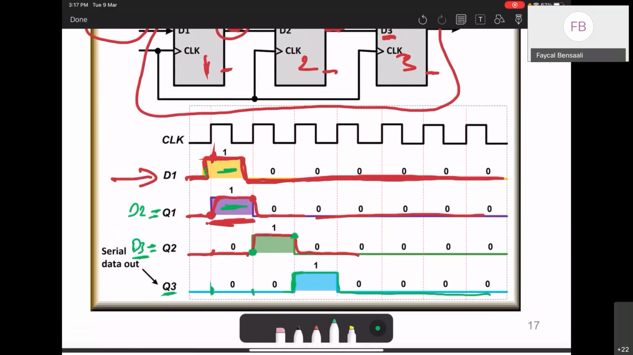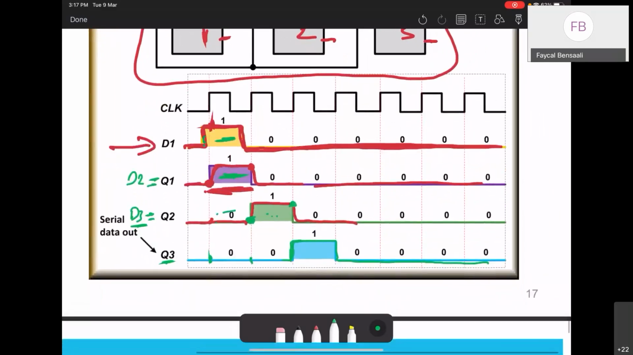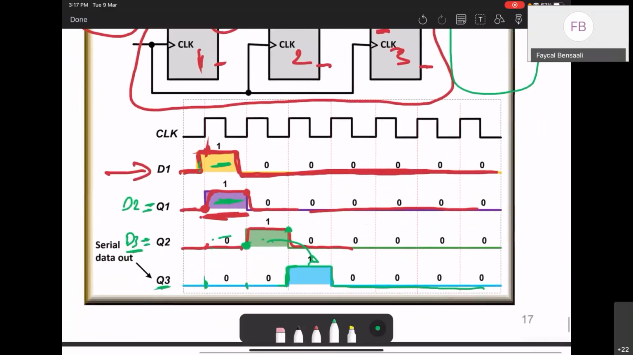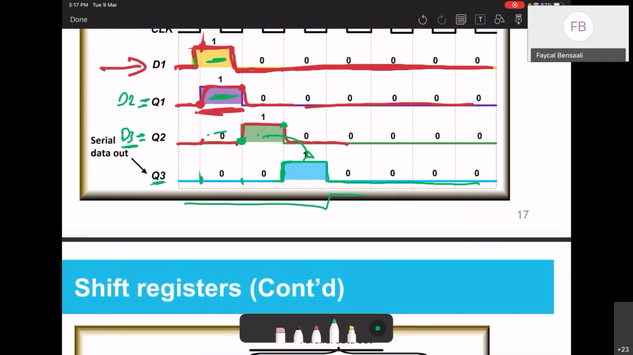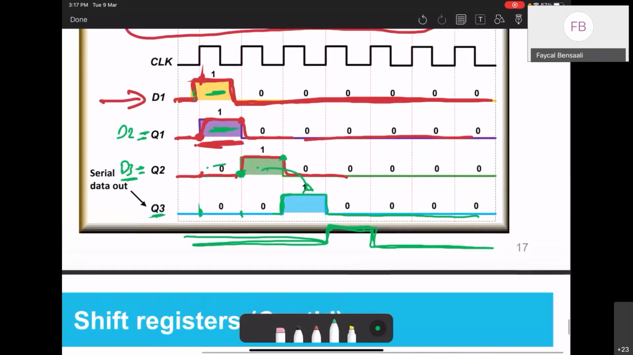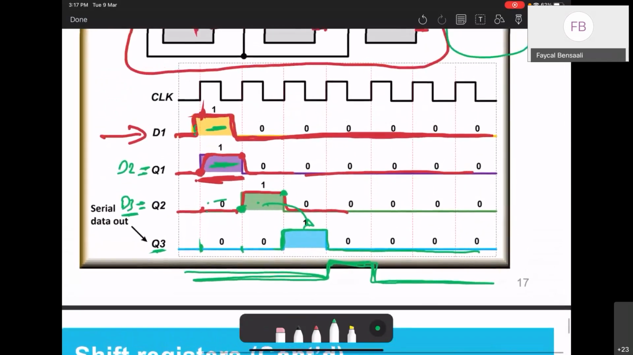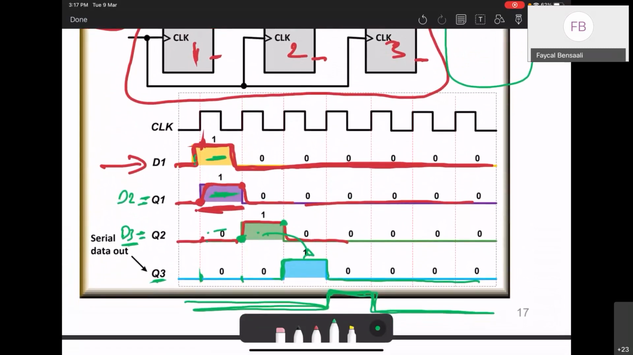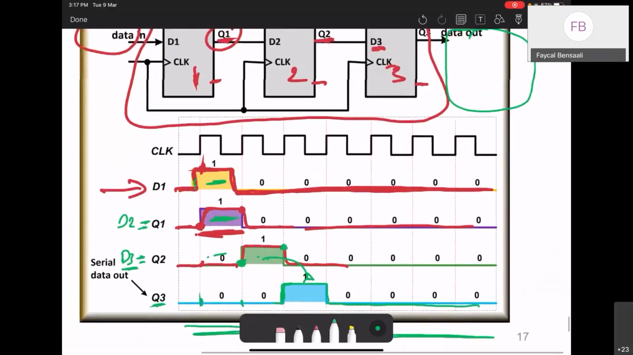As you can see, this 1 starts here in Q1, and then it's shifted every clock cycle. We get this one shifted, and then the next clock cycle gets it shifted. If I have a fourth flip-flop here, I will get it shifted again to the next clock cycle. So this one will be shifted by 1 clock cycle every clock cycle, so it goes to the next flip-flop.